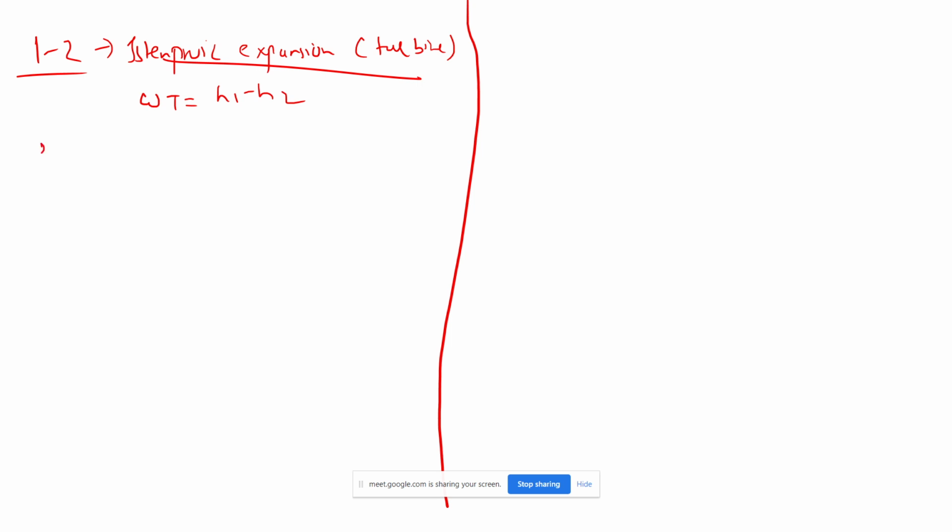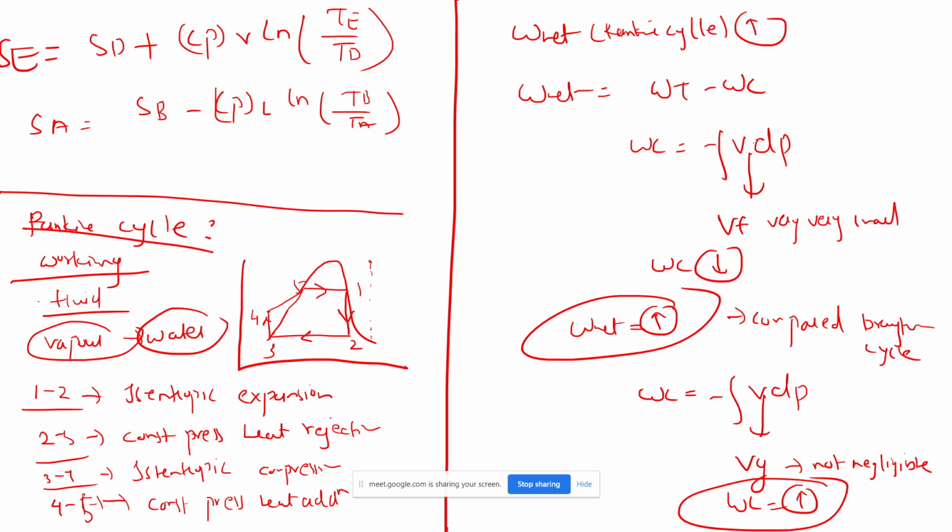Now for process 2 to 3, it will be the condenser. Here constant pressure heat rejection will take place. Why have I drawn this straight line? I have already told that in the wet region the constant pressure lines are represented by straight lines.